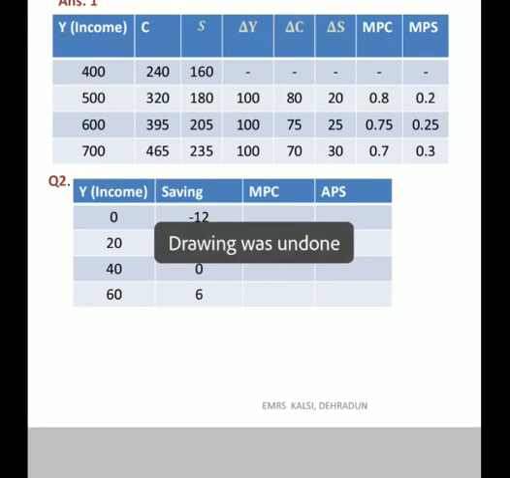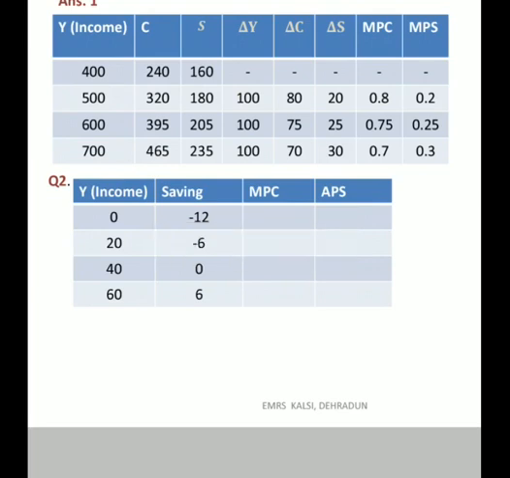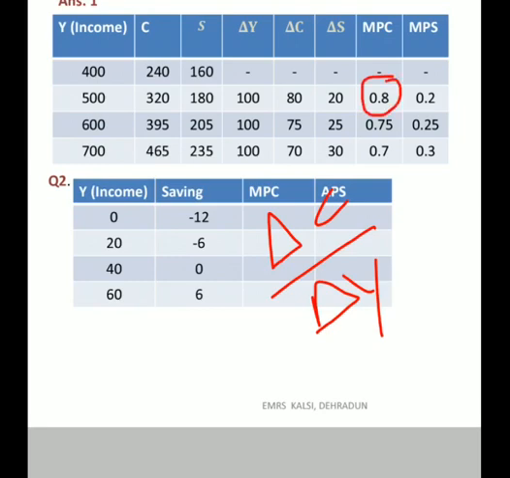It is not necessary that the values will be the same all the time. Now when we have to find MPC, what is the formula? Delta C upon delta Y. Now we have to put the values: 80 upon 100. 80 upon 100 means 0.8. So we got the first value, 0.8.